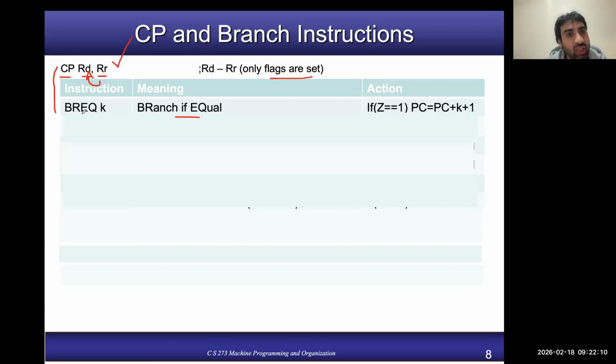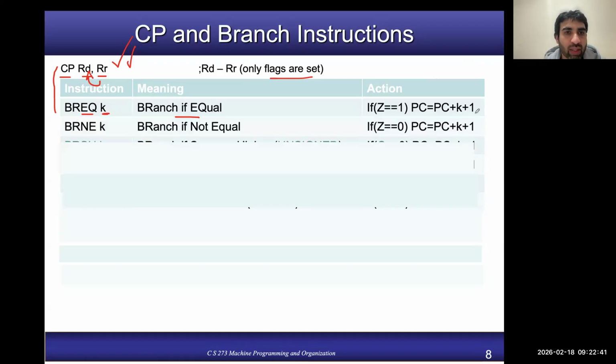And then the second instruction will look at the value of the Z flag. Who has set the flag? The previous instruction, right? So if the value of Z is equal to 1, it means that the contents of the RD and RR registers were the same, so both operands were equal. So now the jump will be taken to the label specified as part of the instruction, right? So PC will be set equal to PC plus K plus 1.